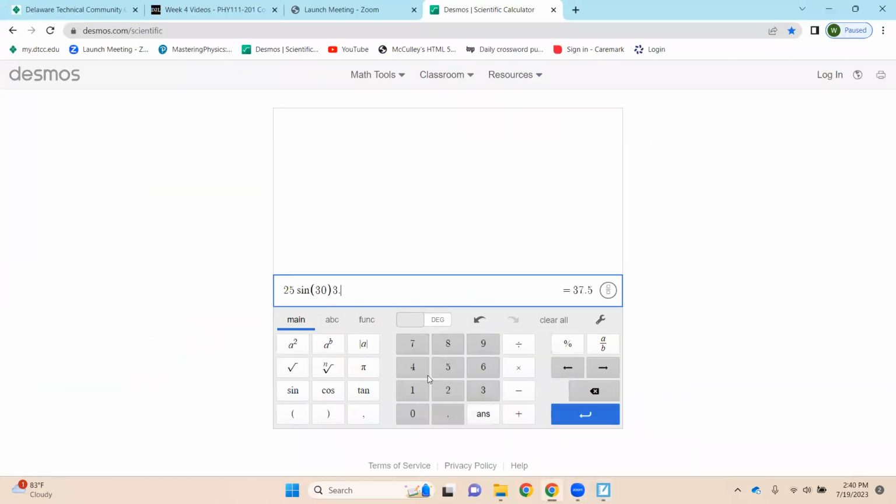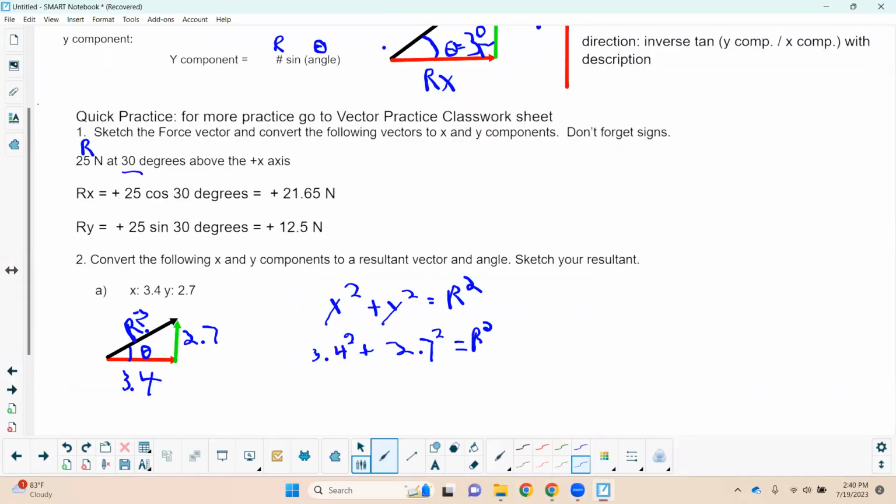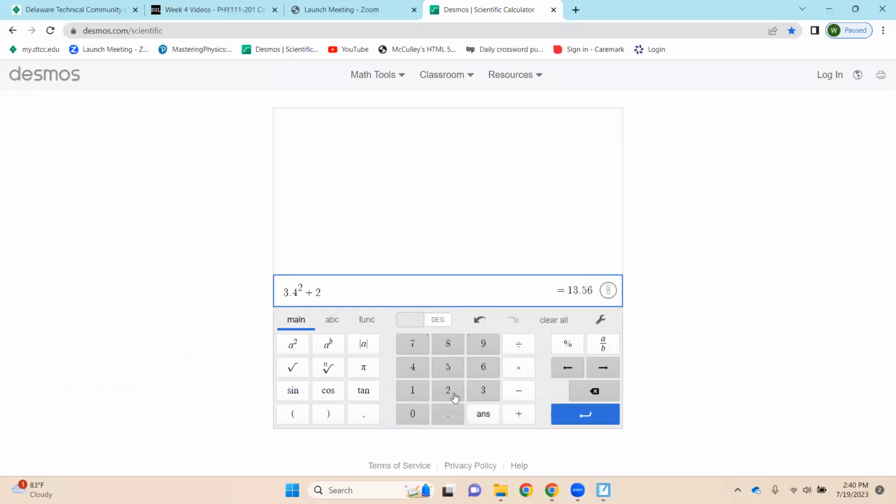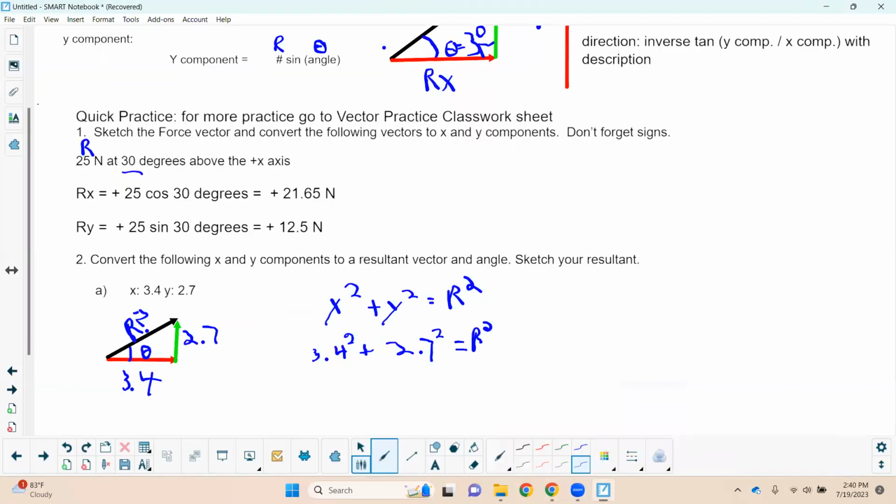So it would be 3.4, clear that out. So 3.4 squared, and then I'm going to add, what was it, 2.7? Yep, 2.7. Let's square that, and that got me 18.85. So I'm going to come back here and say this is 18.85, and that's equal to r squared.